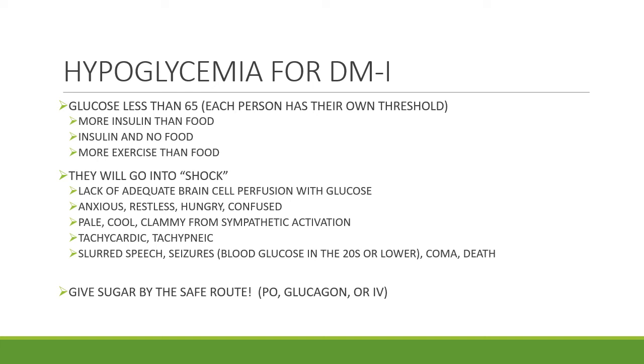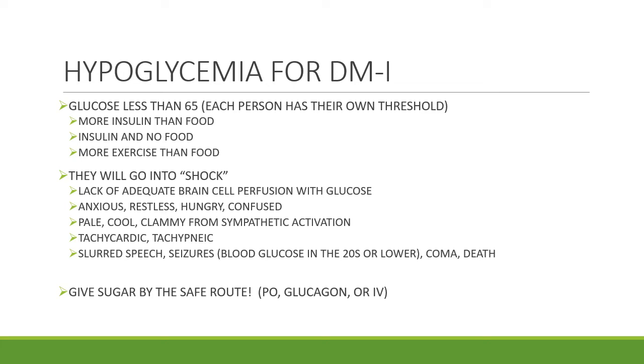So your brain needs oxygen, glucose, and perfusion in order to function. If you don't have adequate perfusion, you're going to feel thirsty. If you don't have glucose, you're going to feel hungry. So they're going to get hungry, they're going to feel shaky, they're going to have pale, cool, clammy skin, and then they're going to look like your stereotypical shock person: anxious, restless, hungry, confused, pale, cool, clammy skin from that sympathetic activation, so the epinephrine and the norepinephrine, tachycardia, tachypnea. And then as the blood glucose continues to drop, they're going to have slurred speech. Typically, seizures occur when the blood glucose is roughly in the range of 20 or lower, and then coma and death can occur as well.